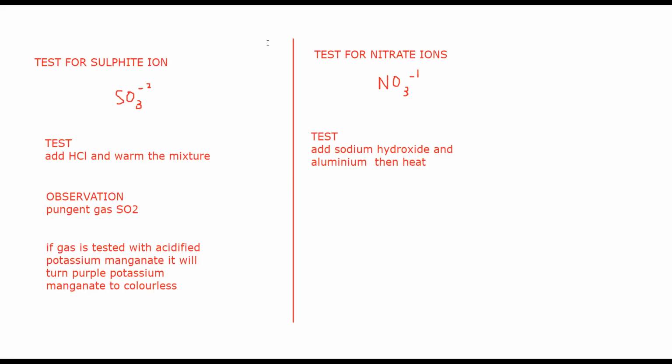What will be the observation? In this case, again the pungent gas is there. But in this case, the pungent gas is actually ammonia, NH3. And if the gas is tested with moist or damp red litmus, it will turn blue.